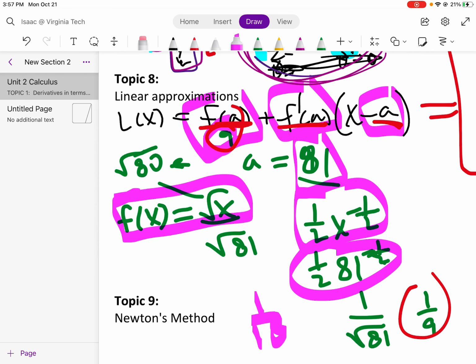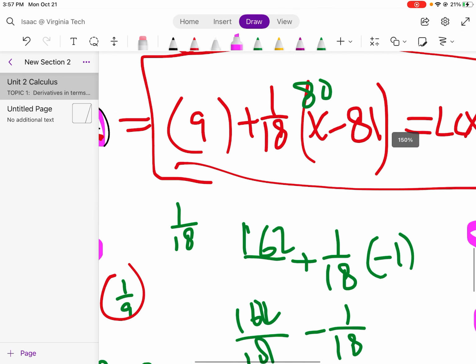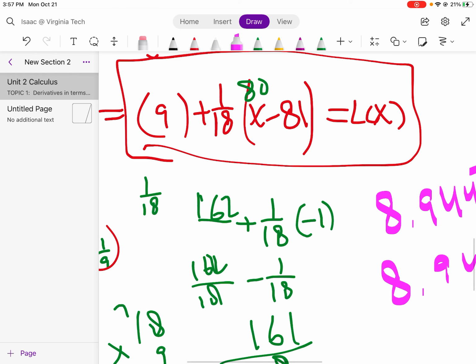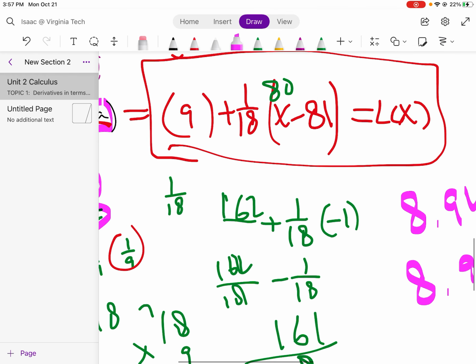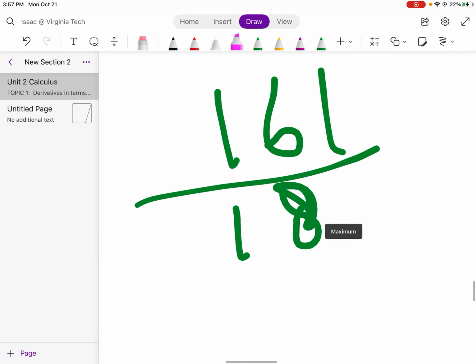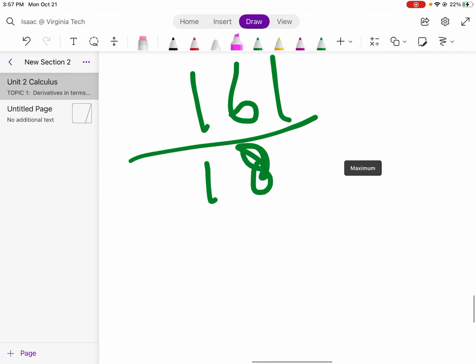And so we plugged that in for f of a. So then we made our equation here. Not done. We plug in 80 for x because that's what we were asked to find. And the result was, like I said, 161 over 18.